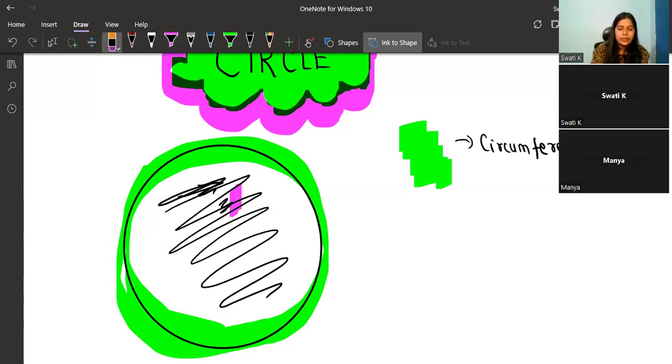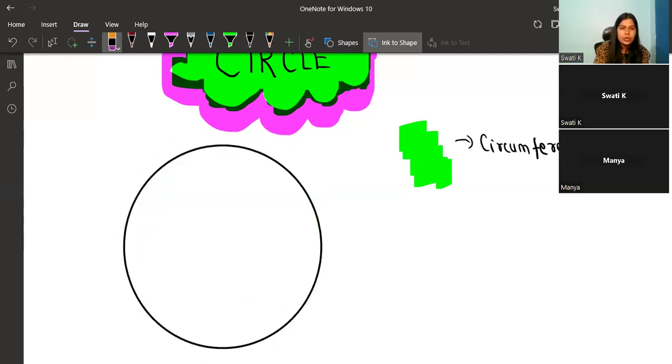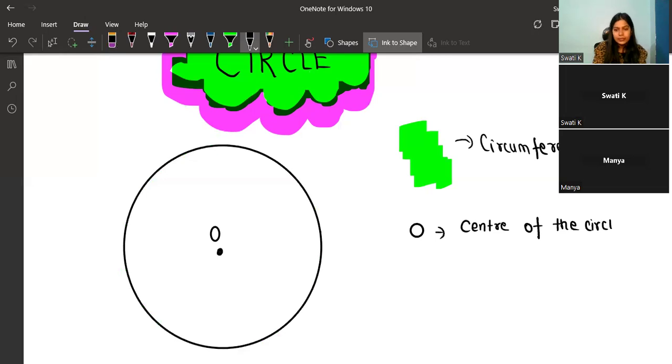Now I have the next question, Manya. Tell me what this is called, which I am marking here. Let us just give it a name, O. So what is this point O called? Do you know what this point O is called? Yes, center of the circle. That is called the center of the circle. Got it? Yes. Okay.